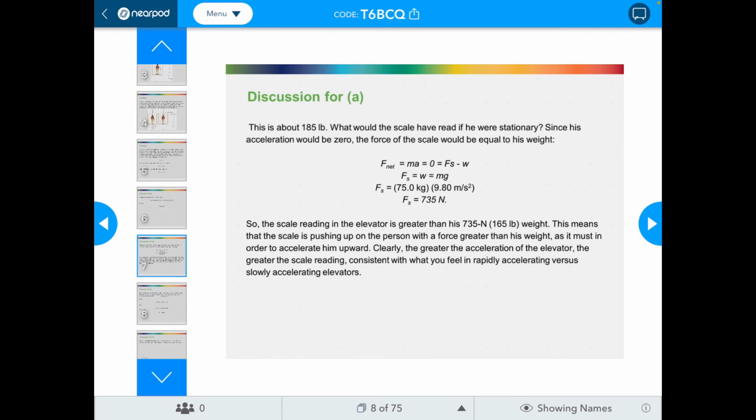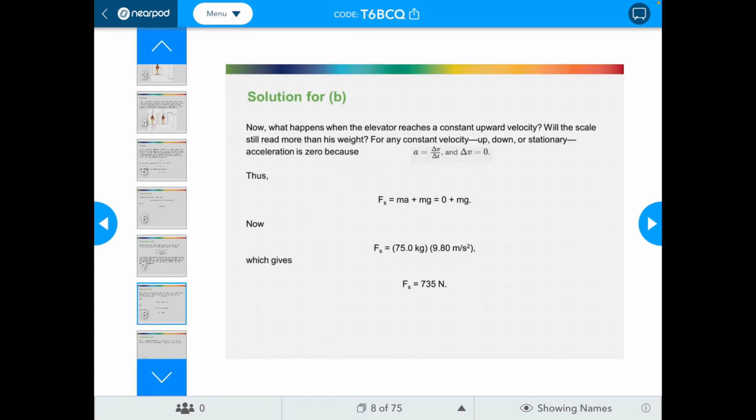But for part B, so this is actually calculating part A, getting his weight, and that's actually the answer for part B. So there you go.